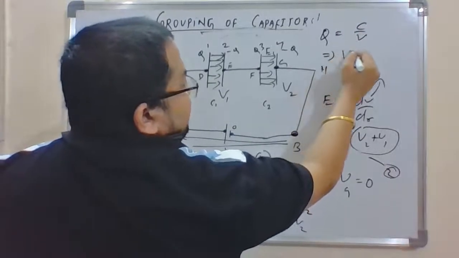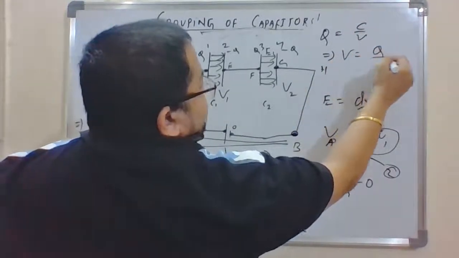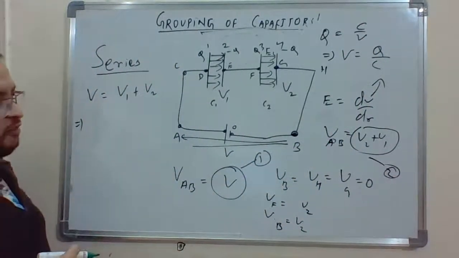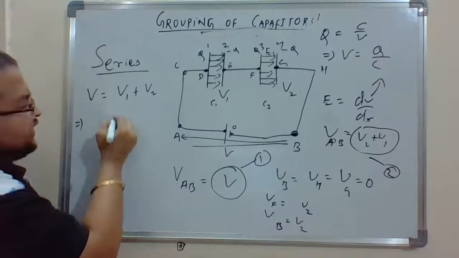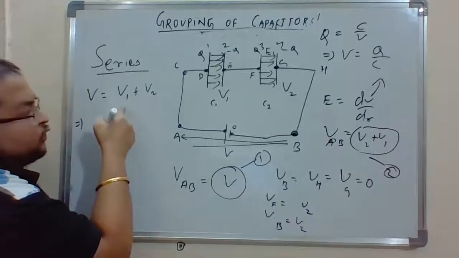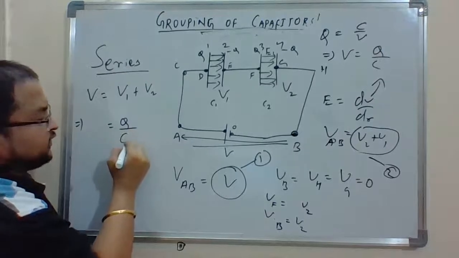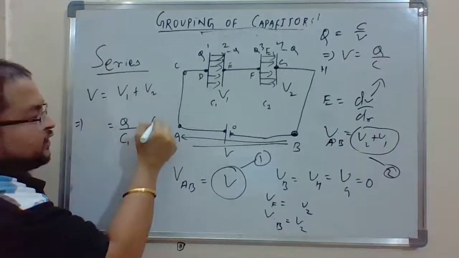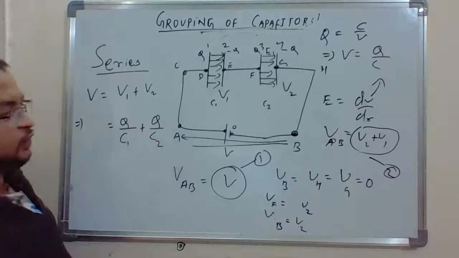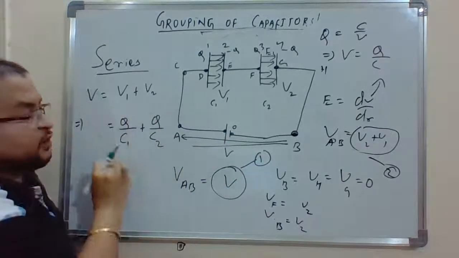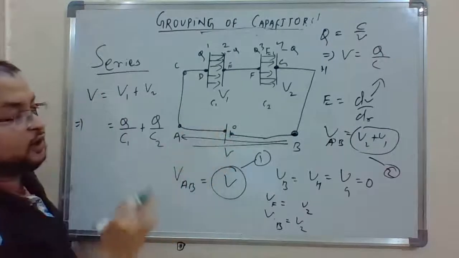Now we know the formula Q equals CV. So can I say V equals Q by C? Let us start putting it in this case, right? Now, it is very easy to put for V1 and V2. So for V1, what is the charge? Charge is Q by C1. For V2, it's nothing but Q by C2. Now, what would be the potential in terms of charge and capacitance for this one?